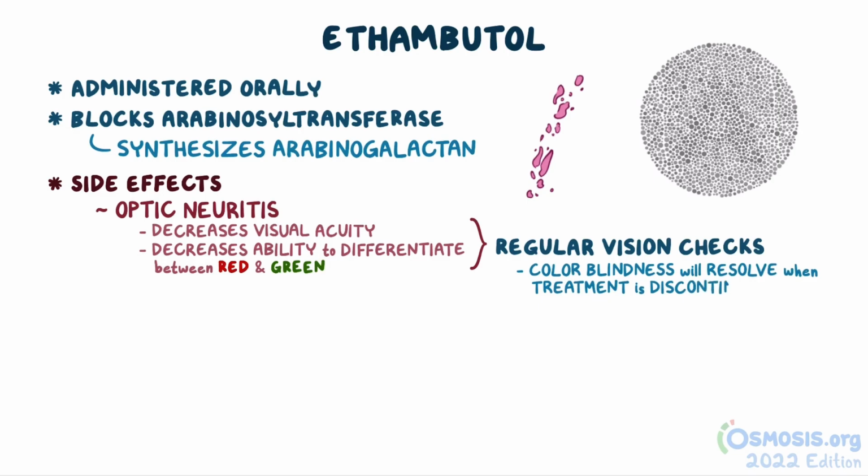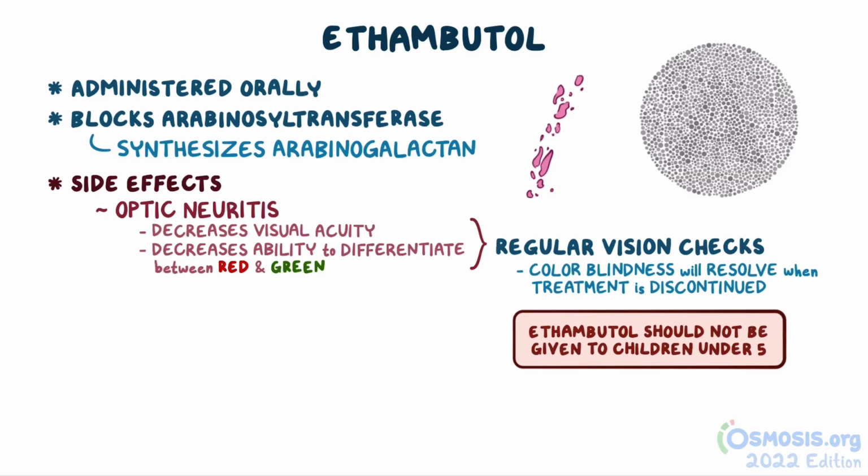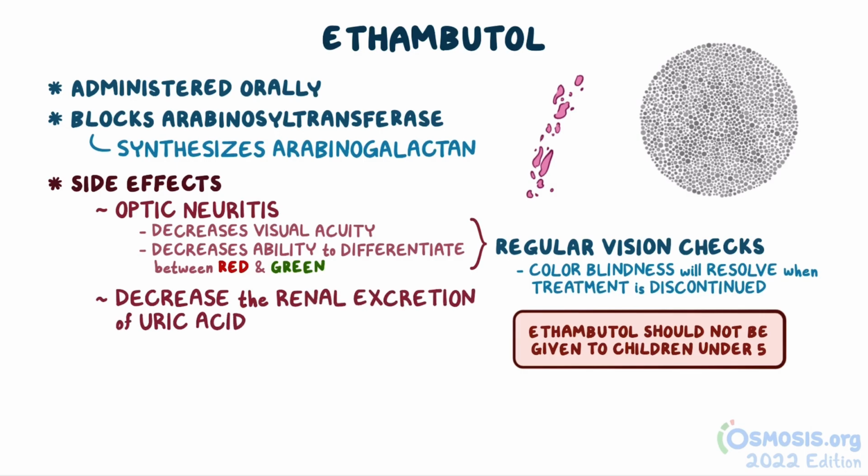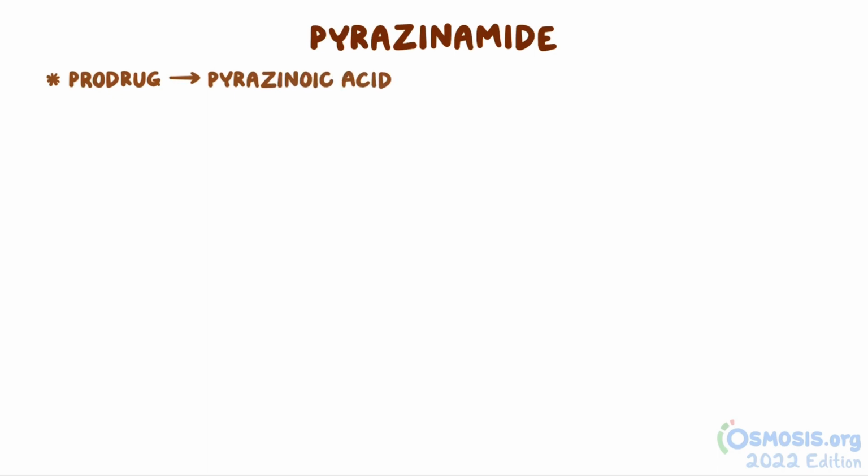Because of this, regular vision checks are necessary while taking ethambutol, and any color blindness will resolve when the treatment is discontinued. Since it's difficult to do this in children under 5, ethambutol should not be given to them. Finally, this medication can decrease the renal excretion of uric acid, raising its levels in the blood and leading to gout.